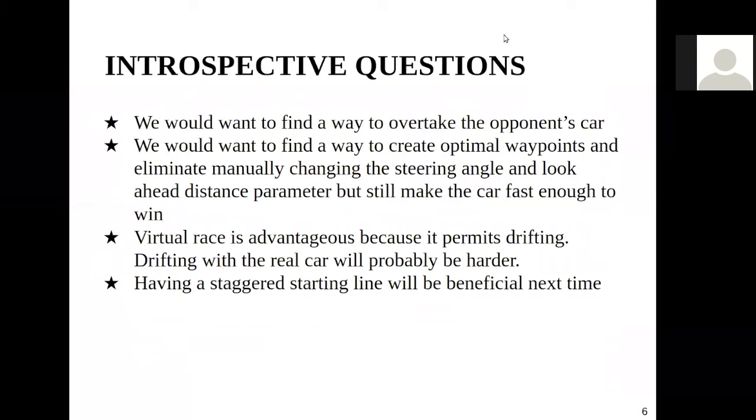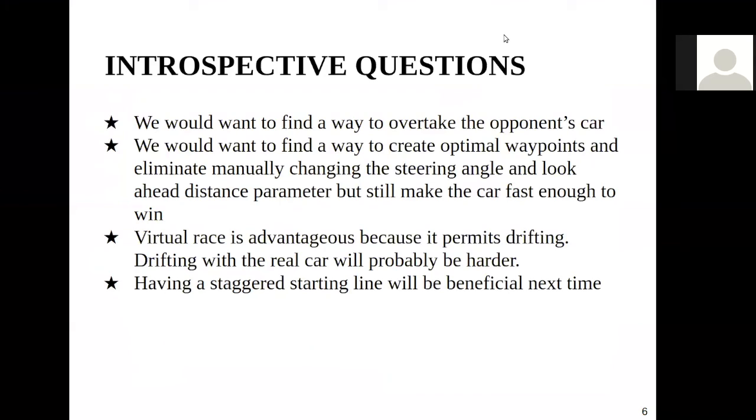So for this phase, we weren't able to overtake other cars. So that's something we would like to look into. I personally think maybe it was because of the map and the fact that we only had 2 laps. And we were trying to make our car much smarter by finding optimal waypoints. And we also want to eliminate the fact that we manually generated the steering angle and look ahead parameters.